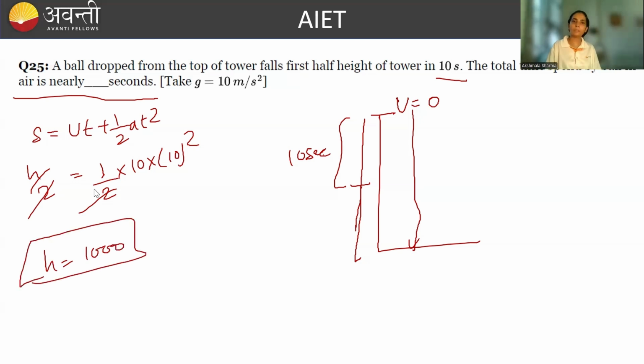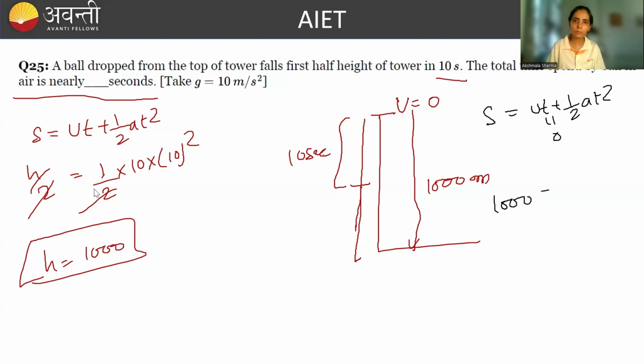Now, if its height is 1000 meter and we are dropping a ball, how much time will it take to come down? So again, apply the second equation of motion. S equal to ut plus half at square. U is 0. S is how much? 1000. So this is half into 10 into t square. So this is 5, and this will become how much? 200. So time t equal to root under 200.